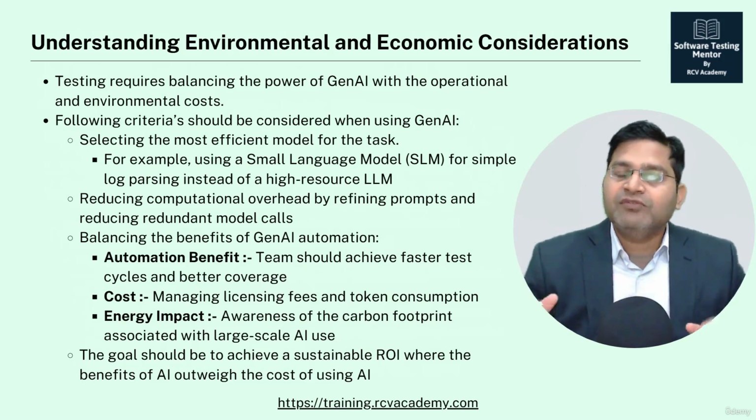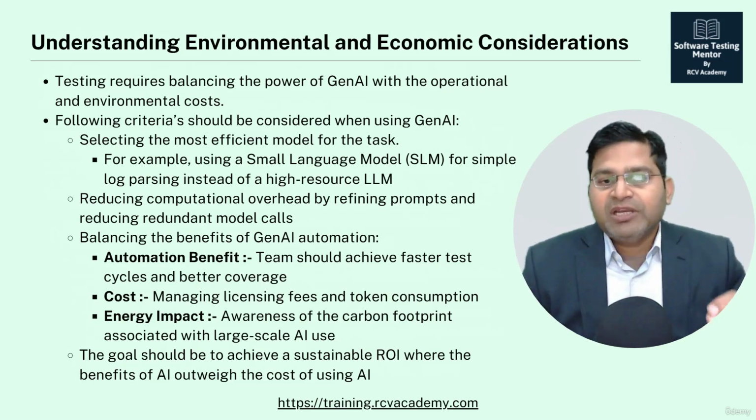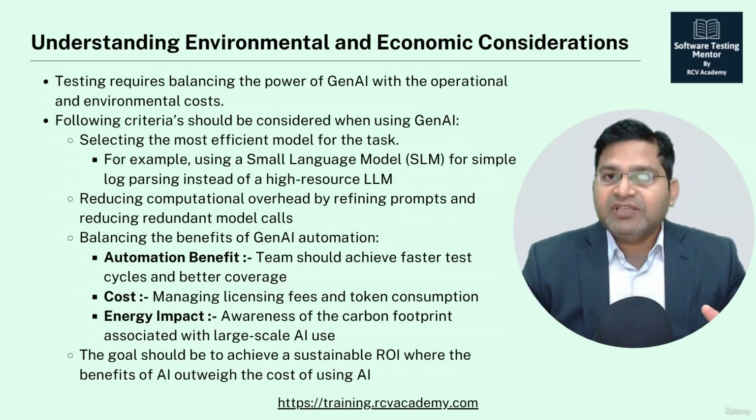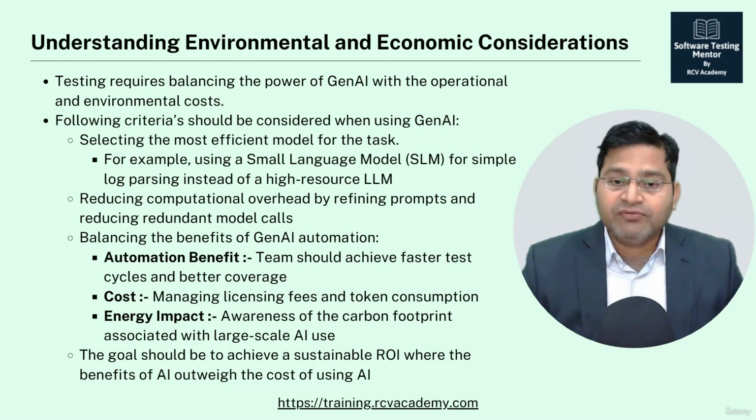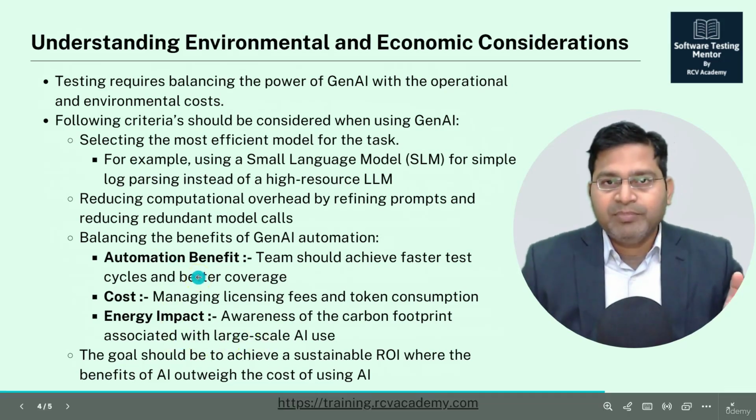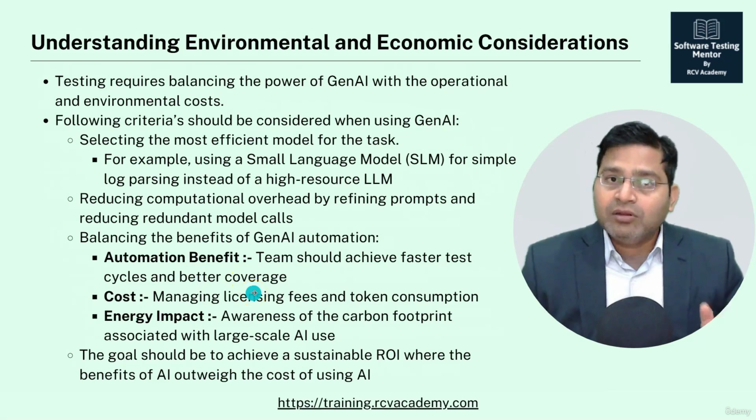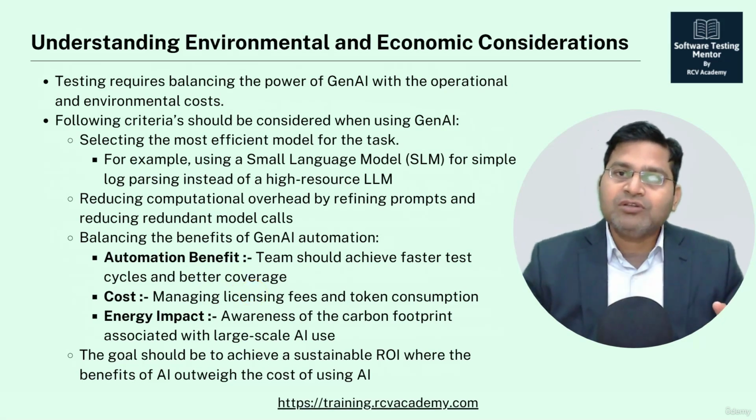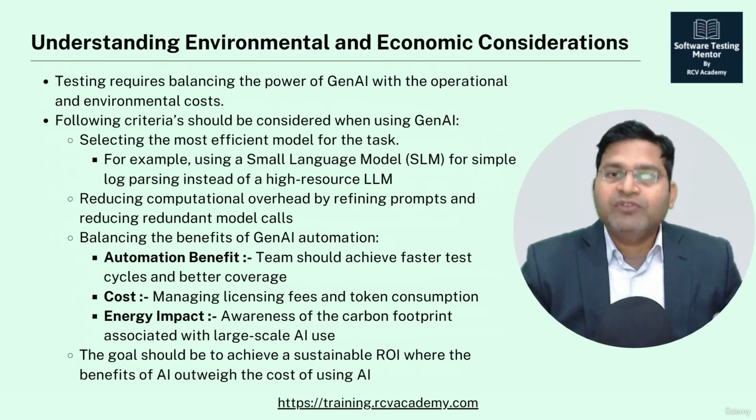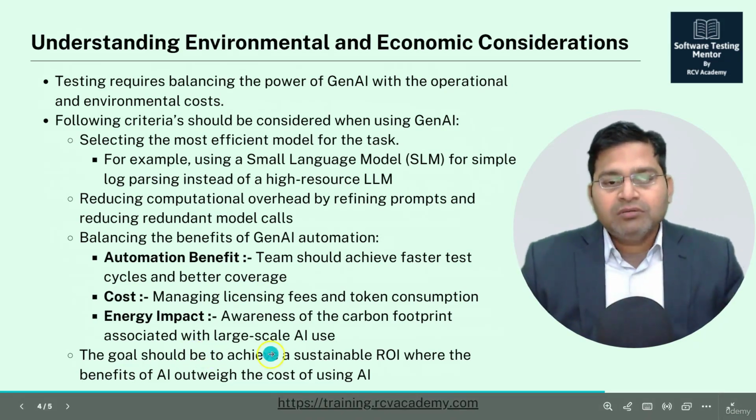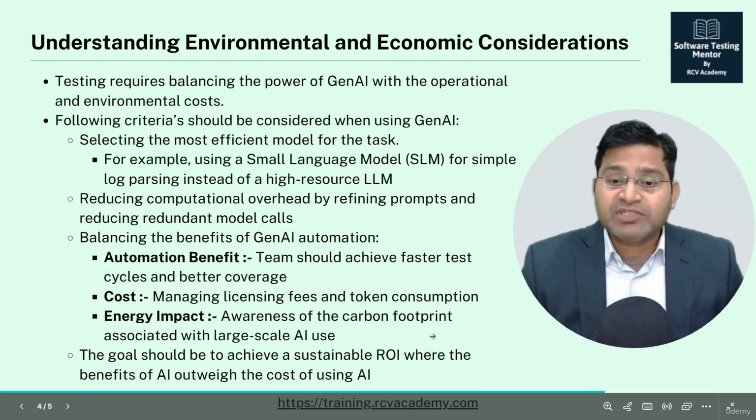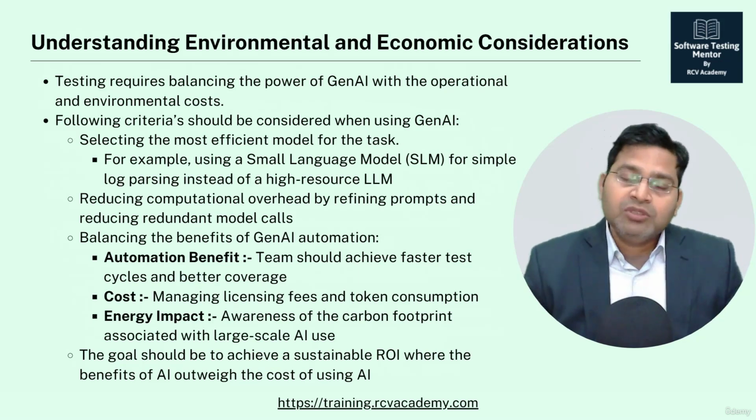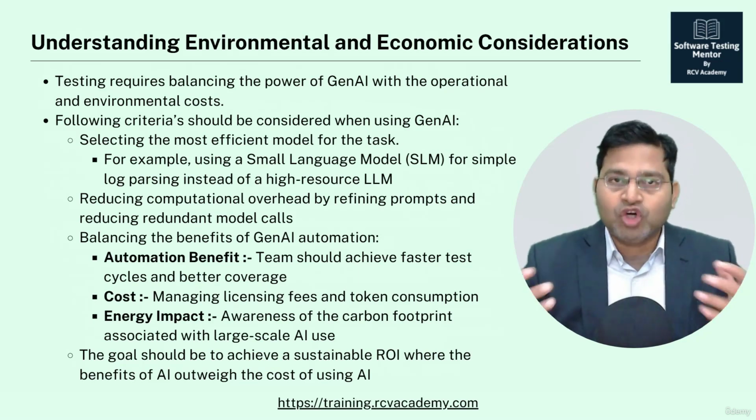So you have to balance the benefits of Gen AI automation. The team should achieve faster test cycles and better coverage. Then manage licensing fees and token consumption, energy impact, and awareness of the carbon footprint. These benefits and trade-offs should also be considered. The knowledge of the carbon footprint and the cost should be considered, so that you do not do unnecessary usage of the LLM or SLM. The goal should be to achieve a sustainable return on investment where the benefits of AI outweigh the cost of using AI, not only the cost, but also the environmental and economic considerations.